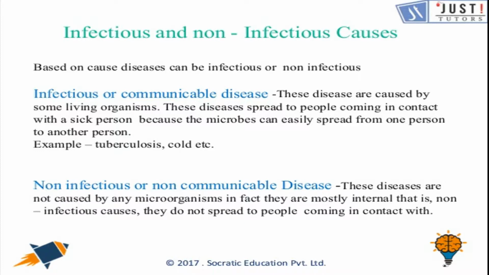And if we talk about non-infectious disease, it is when a disease happens because of some malfunctioning in an organ and it is not because of any microorganism. A non-infectious disease may happen because of a wrong lifestyle, and some may happen because of a genetic factor as well, for example diabetes, hypertension, heart disease.